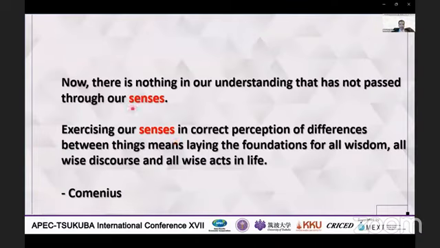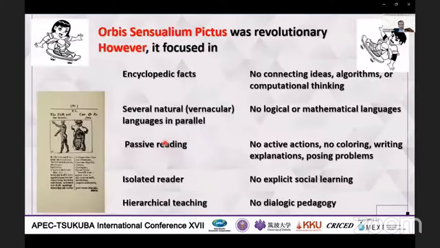So according to Comenius, there is nothing in our understanding that has not passed through the senses. So the importance of the senses. And that's very important because we were talking about coloring books, visual programming, so it's senses. It's not just pure thinking, but it's connected with the senses. Somehow this is the pedagogy behind what we're trying to pursue in this work as well.